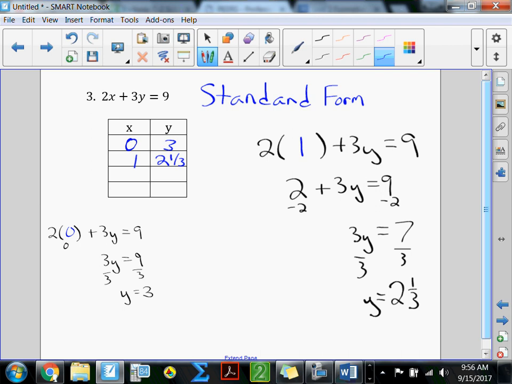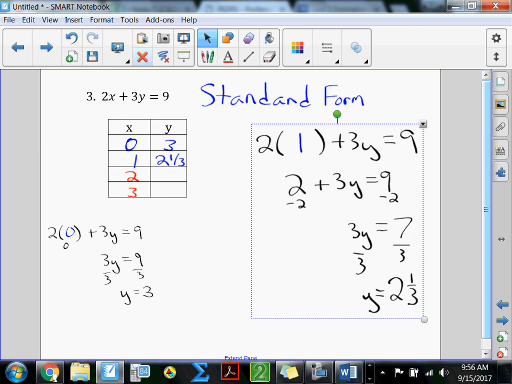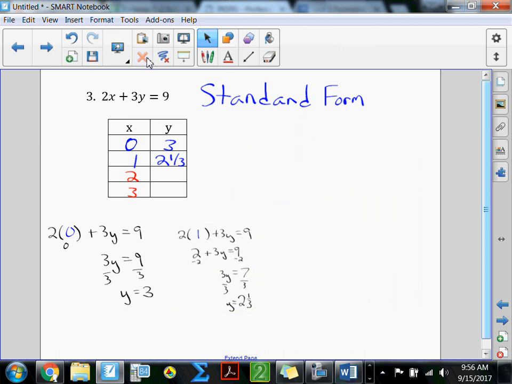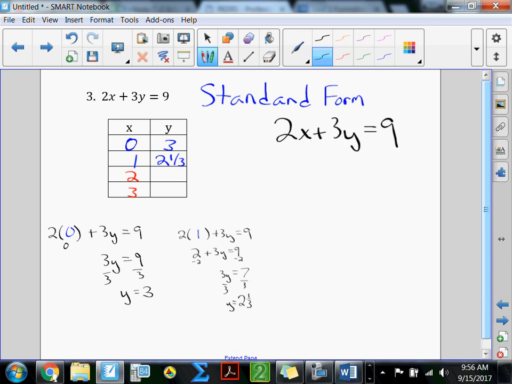And I can keep going. Again, I just change this number to, let's say, a 2 or a 3, and I plug those in and keep solving. I'm going to group this one together, get it out of the way. I want to show you the other strategy before I do the 2 and the 3. The other strategy involves taking your original equation, 2x plus 3y equals 9, and putting it into slope-intercept form. That means you're doing your solving first, so you don't have to do it later.